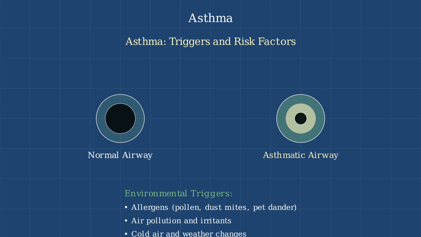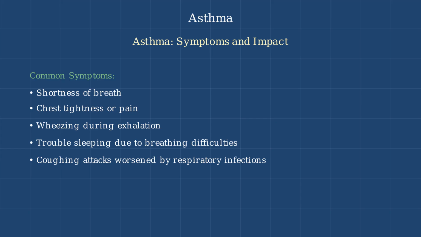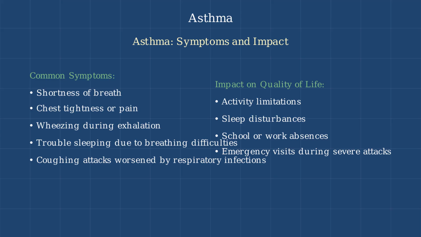Environmental factors include allergens like pollen, dust mites, and pet dander, as well as air pollution, cold air, and respiratory infections. Genetic factors also play a significant role in asthma development, with family history being a strong predictor of the condition. Asthma symptoms include shortness of breath, chest tightness, wheezing during exhalation, and coughing attacks, particularly at night or during physical activity. These symptoms can significantly impact quality of life, causing activity limitations, sleep disturbances, school or work absences, and sometimes requiring emergency medical care for severe attacks.